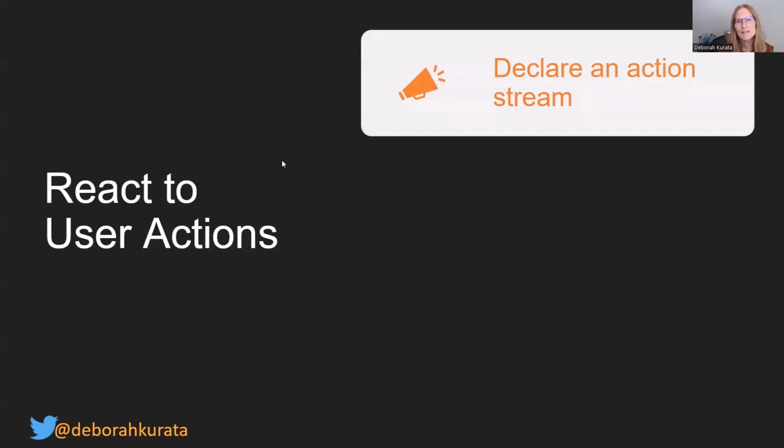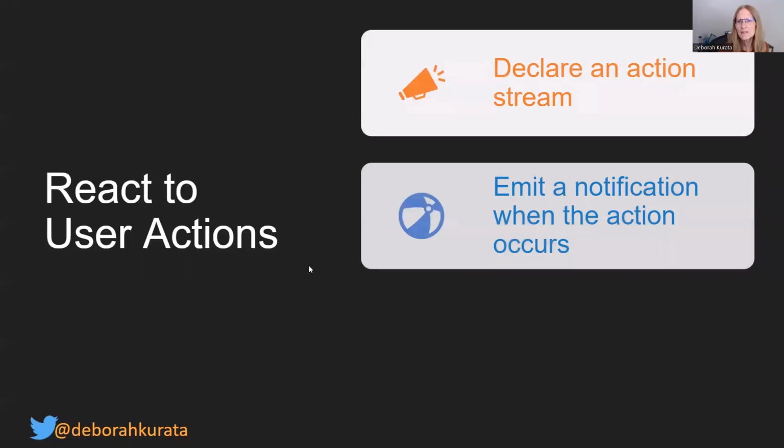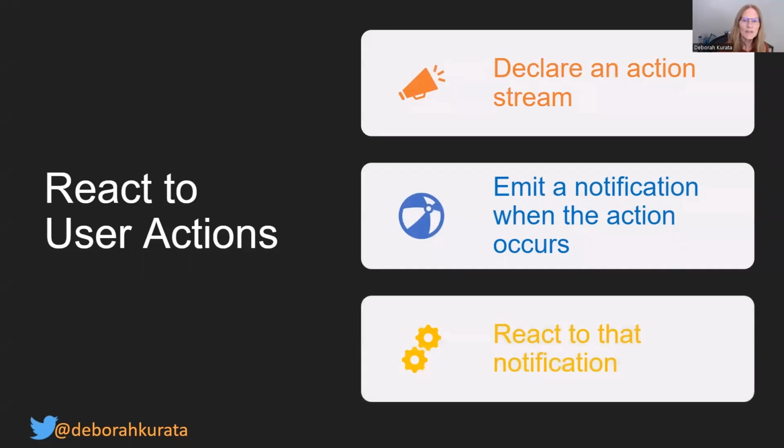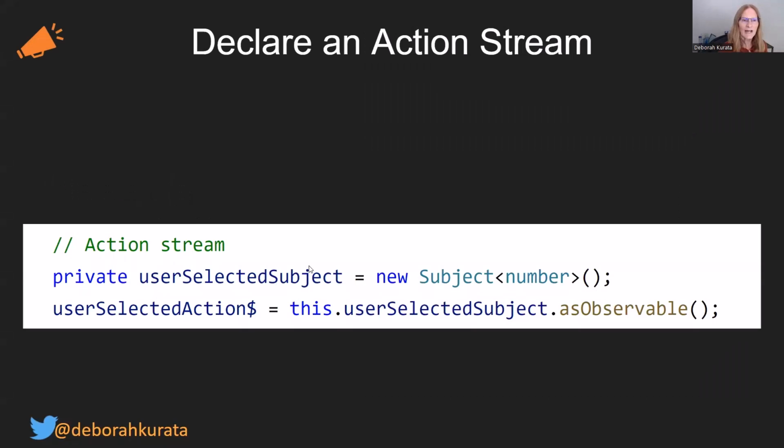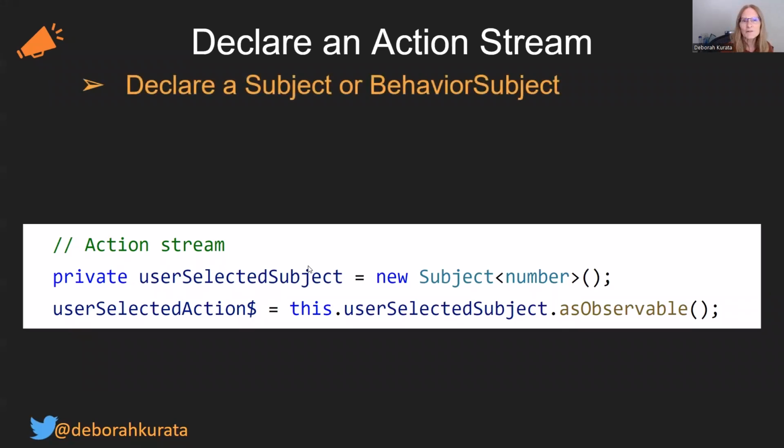Well, we first start by declaring an action stream. Then we emit a notification when that action occurs, and we react to that notification. How do we declare an action stream? We start by declaring a subject or behavior subject. In this example, I use a subject. We use private to encapsulate the subject in the service. So we're creating this code in a service and we're using private so that this variable can only be accessed from within that service.